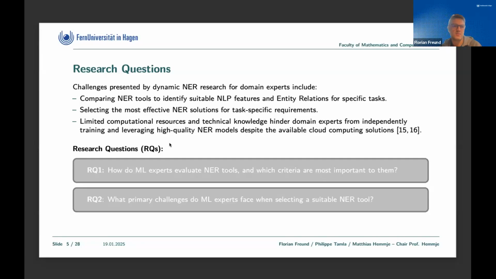So the research questions are: how do machine learning experts evaluate NER tools and which criteria are most important to them, and what primary challenges do ML experts face when selecting a suitable named entity recognition tool.